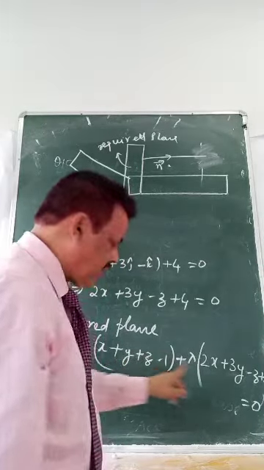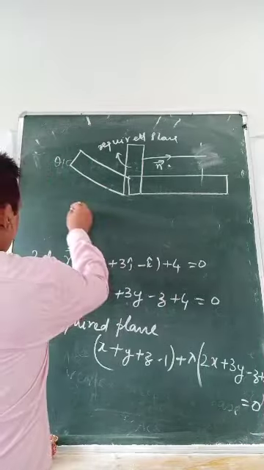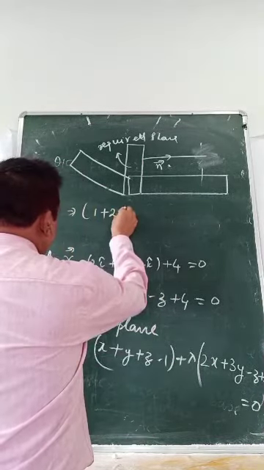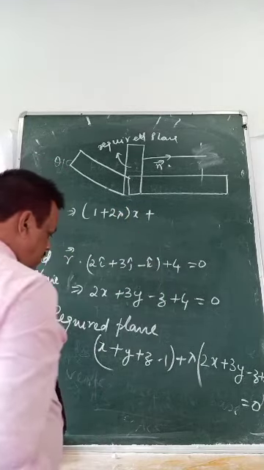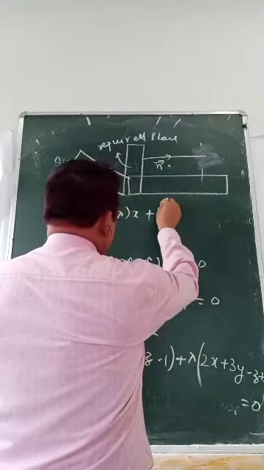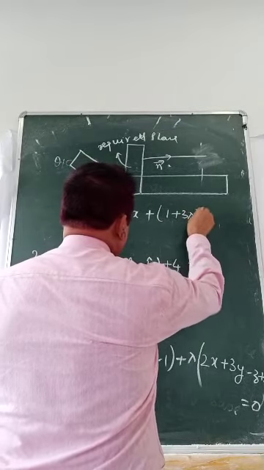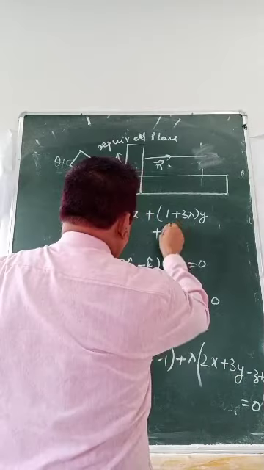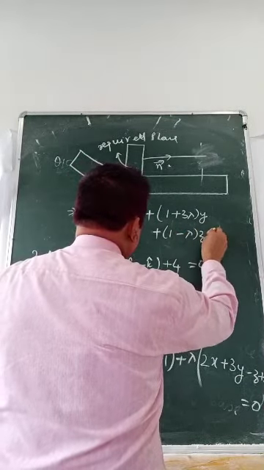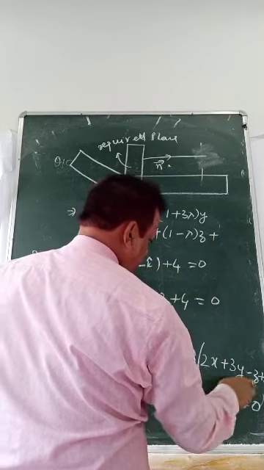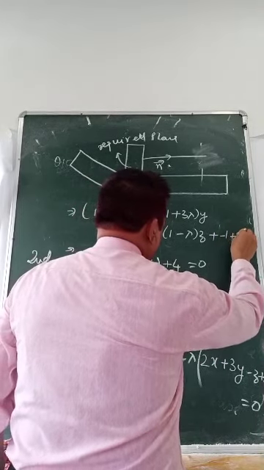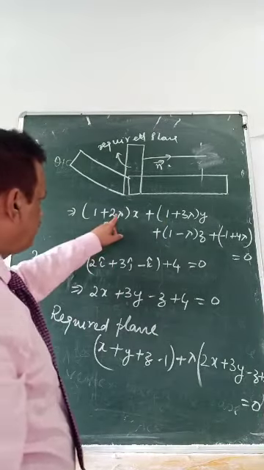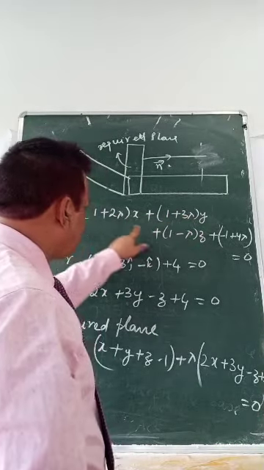Now take out the coefficients. You will get (1 plus 2 lambda) x, (1 plus 3 lambda) y, (1 minus lambda) z plus (minus 1 plus 4 lambda) equals 0. So the coefficients of x, y, z give the normal.